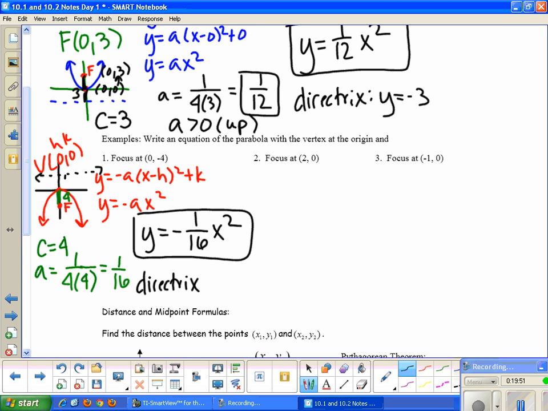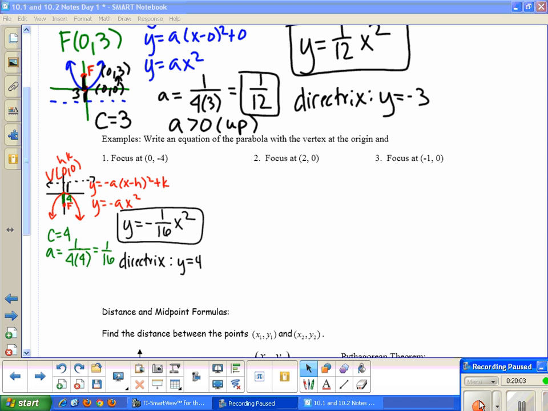And the distance from here to here has to be the same as the distance from my vertex to my focus, which we said was 4. So now I'm going up 4, so my directrix would actually be at y equals 4. I know the problem didn't ask me to find the directrix, but since we're already doing it, we might as well write it out.